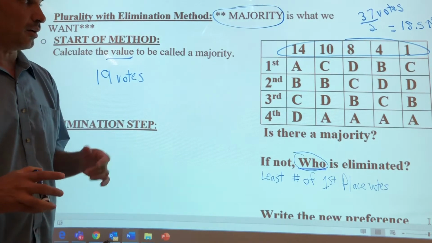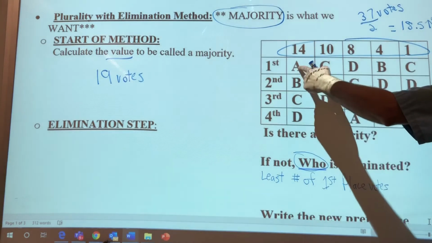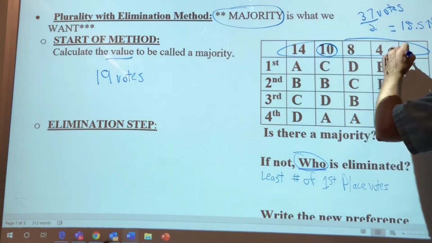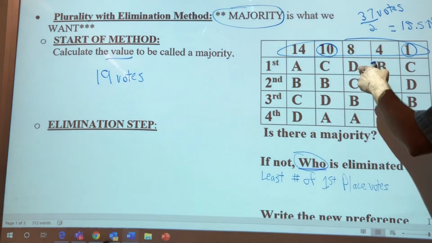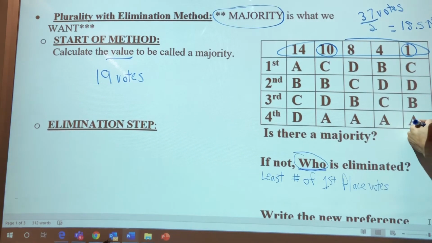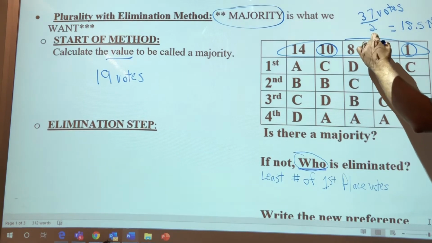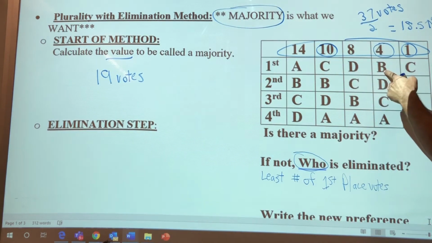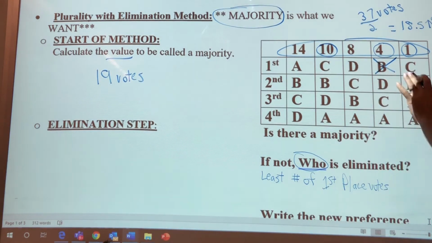So we need to find the person with the least number of first place votes. So right now, A has 14, C has 11, right? 1 plus 10, 11. D has 8, B has 4. So the least number of first place votes would go to B. And so these 4 votes for B is the least number. And so what I'm going to do is eliminate them from this chart.